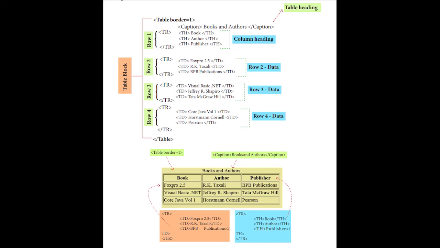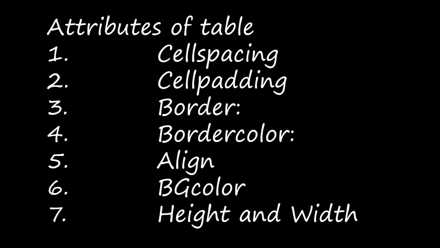Now we are going to see about the attributes of table, right? Now you know how to create a table, right? When you are giving this coding, you will get the table like this, right? And now we have to know what are the attributes of table, right? Table is a container tag, we know that, right? Several attributes are there to improve the layout of the table, right?